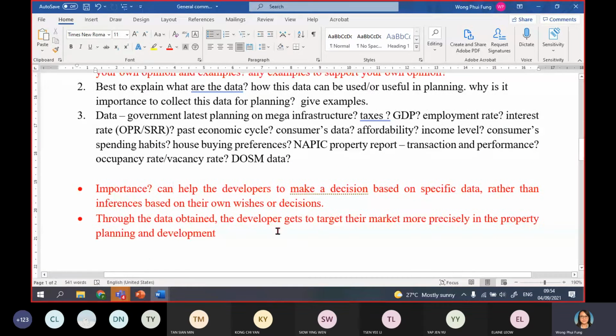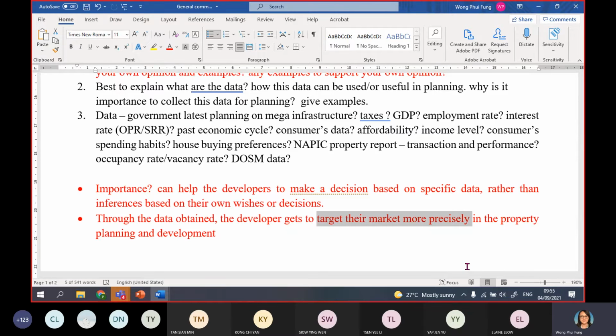Like this one, I think I extracted it from one of the students. I forget whether he or she managed to write the importance of the data, but does not know how to give the example. What are the examples of the data that can help to make decisions, can help to target the market more precisely? These two sentences are very, very good. But the student just failed to give an example, failed to give elaboration, and failed to link to the practice. So take note.